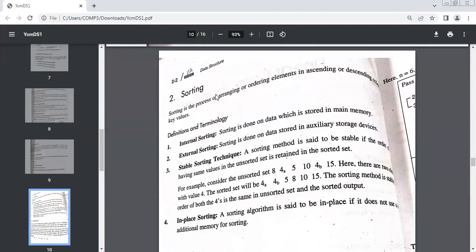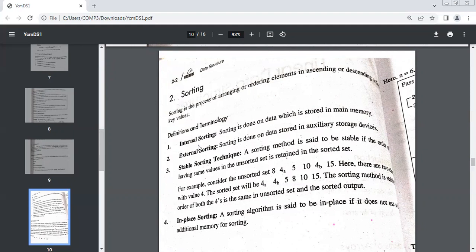Now sorting. Sorting means what? Sorting is a process. That process is arrange or order the elements in ascending or descending orders. Sorting एक टेक्निक है जिससे हम जो भी एलिमेंट्स है उसको हम ऑर्डर में मैनेज कर सकते हैं, बाय असेंडिंग ऑर्डर और बाय डिसेंडिंग ऑर्डर. ओके, सॉर्टिंग टर्मिनोलॉजीज और सॉर्टिंग डेफिनेशन देखेंगे हम यहाँ पे. इंटरनल सॉर्टिंग क्या होता है, एक्सटर्नल सॉर्टिंग क्या है, स्टेबल सॉर्टिंग क्या है, और इन प्लेस सॉर्टिंग क्या है.